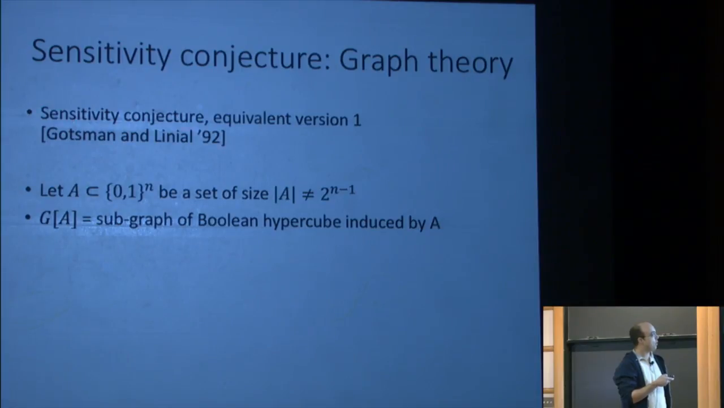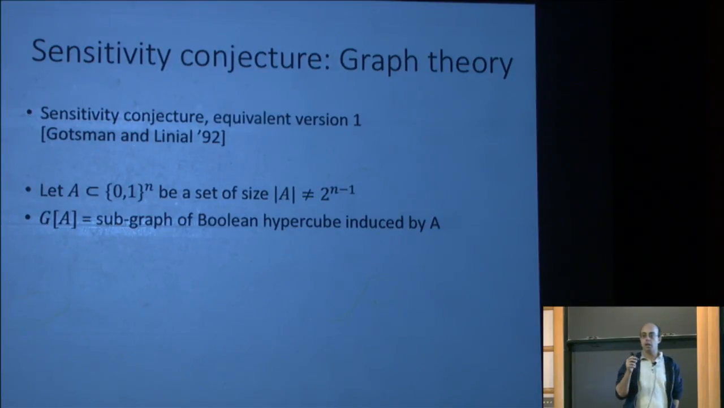So what is this equivalent version? This was sort of noticed by Gotsman and Linial. It's a question about subgraphs of the Boolean cube. Let A be a subset of {0,1}^n, and for some weird reason, we'll require its size to not be exactly half the number of nodes. You'll see why in a second. We define G of A to be the subgraph of the Boolean hypercube induced by A.